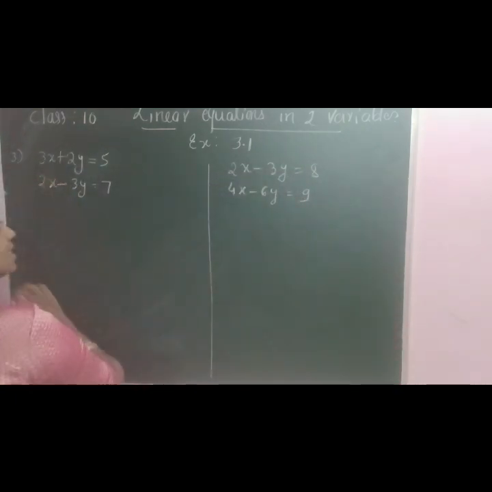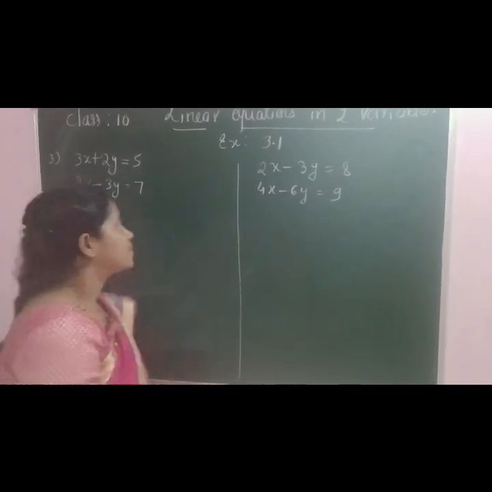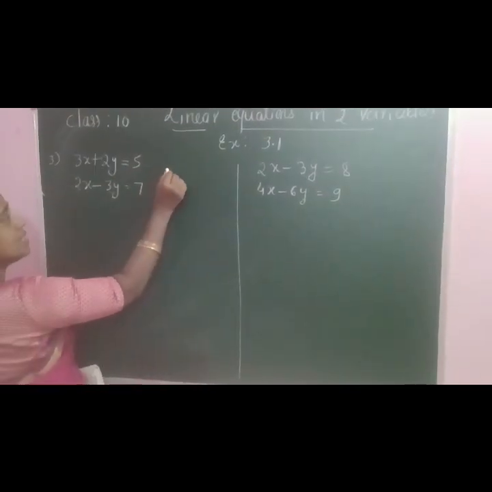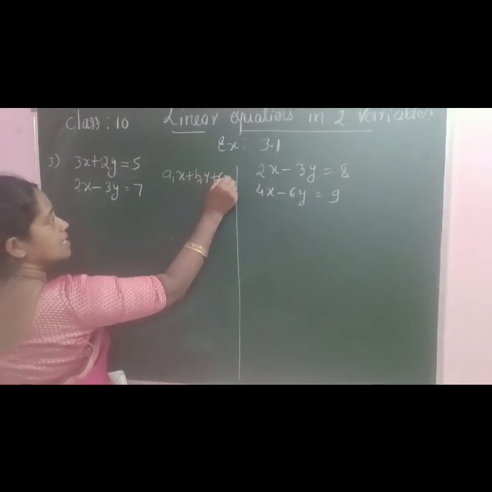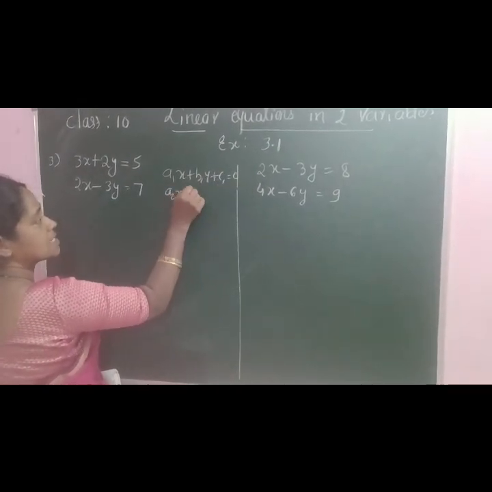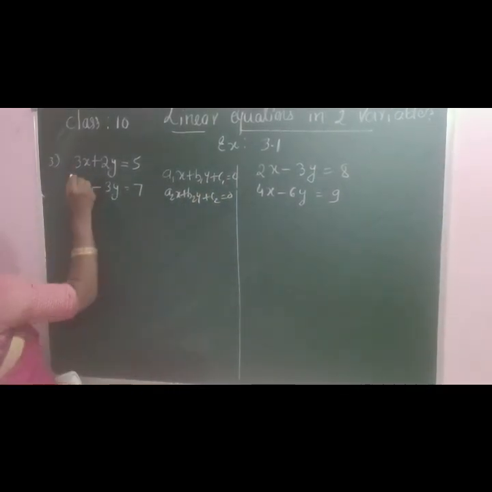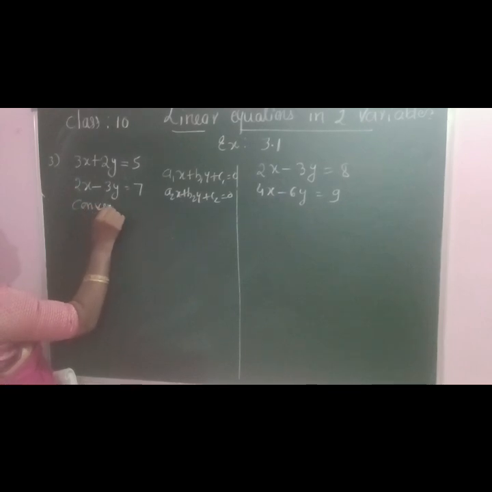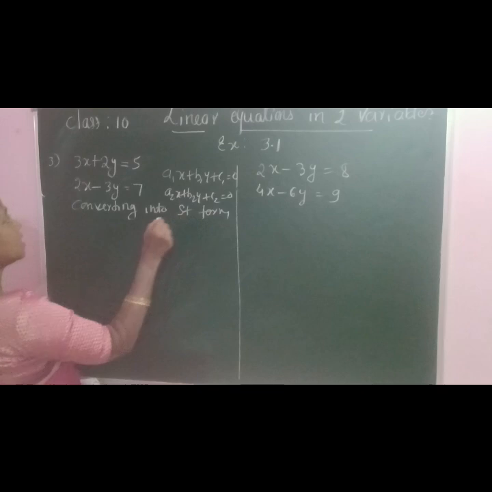So now observe the equations: 3x plus 2y is equal to 5 and 2x minus 3y is equal to 7. Did you notice that the two equations are not in standard form? So let us convert. What is the standard form of the linear equation? That is a1x plus b1y plus c1 is 0 and a2x plus b2y plus c2 is equal to 0. Okay? So, converting into standard form.